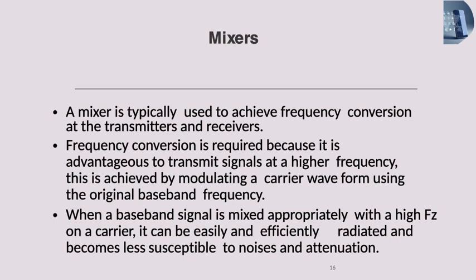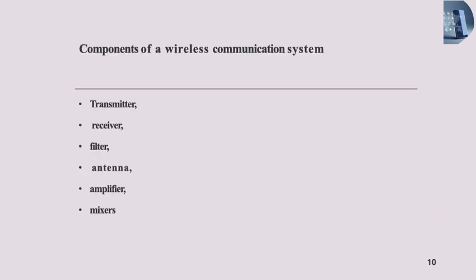So these are the components of a wireless communication system. A wireless communication system is built from various types of basic components: transmitter, receiver, filter, antenna, amplifier, and mixers. So these are the components of a wireless communication system.